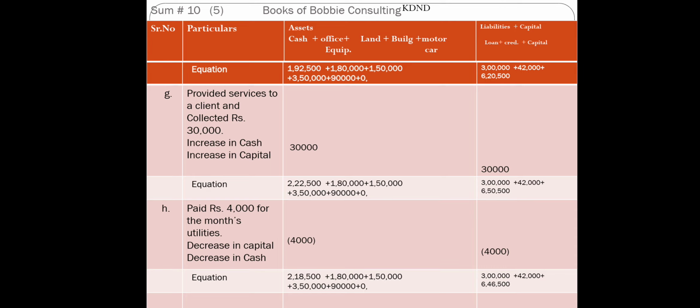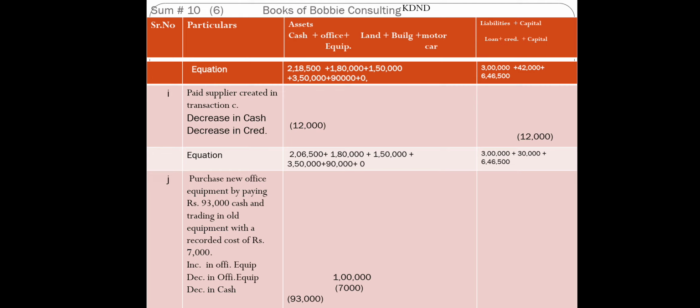Paid rupees 4,000 for the month utilities. Month utilities means some miscellaneous expenses what we are doing in the business. So that will reduce your capital, and at the same time it reduces your cash also. Then paid to supplier created in transaction C. So this was a purchase of supplies, 12,000 creditors is paid now, right? So that will reduce your creditors and it will reduce your cash because we are making a payment to them.